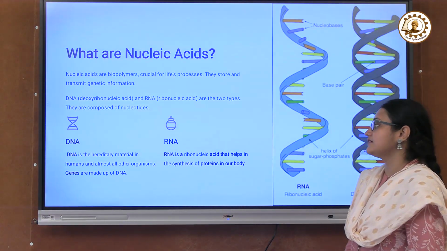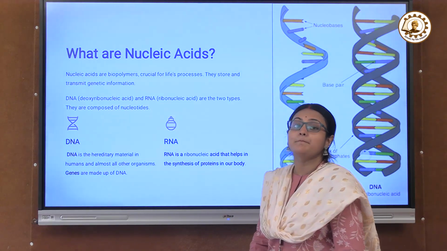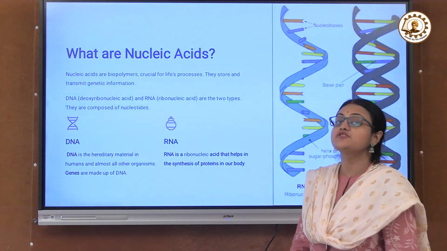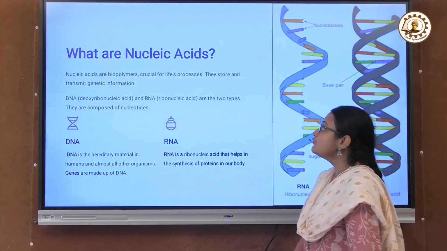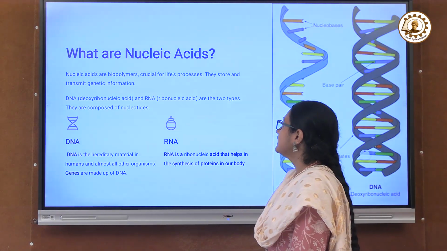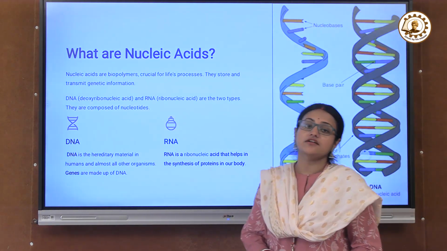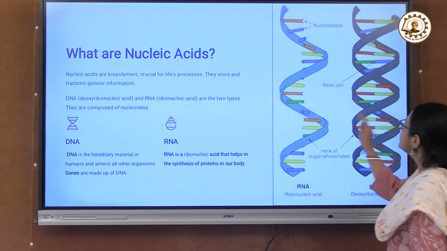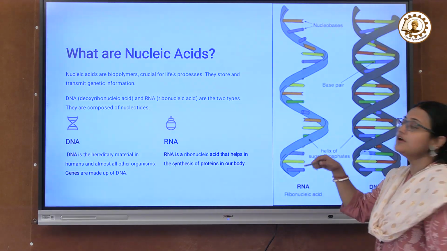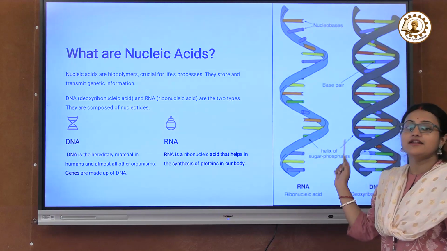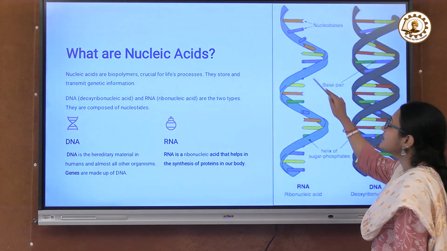What are the nucleic acids? Nucleic acid is a biopolymer made of small nucleotides, which is crucial for the life processes. They store all the genetic information. DNA and RNA are the two types of nucleic acids. This is the DNA and this is the RNA. DNA has a double helix structure and RNA is single stranded.